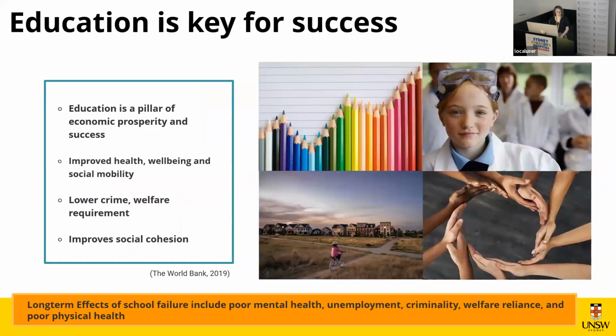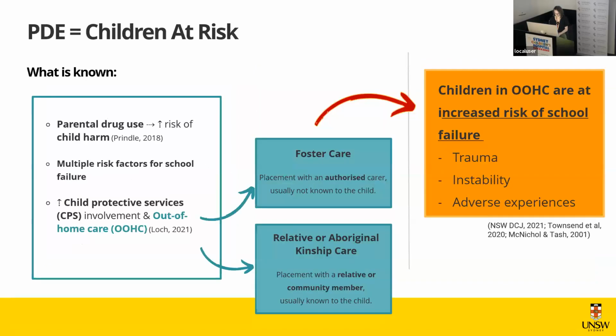This is critical as we know that education is one of the key indicators of success, both for individuals and society. Education improves health and well-being and results in lower rates of crime and welfare reliance. Conversely, school failure can have detrimental and lifelong effects. Children with a history of PDE often experience multiple adverse events during childhood and are much more likely to require community services support and out-of-home care.